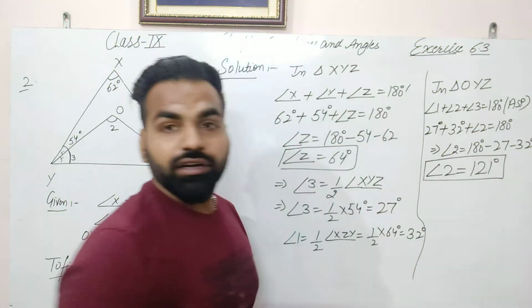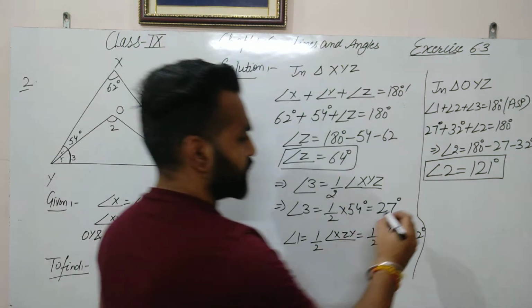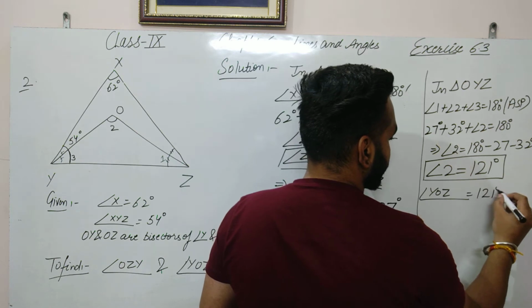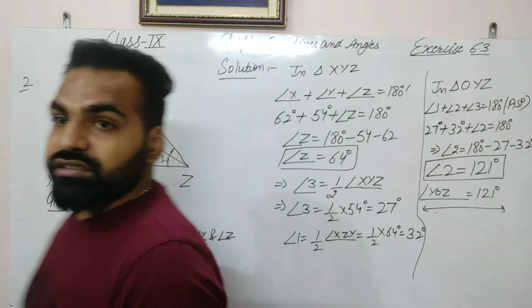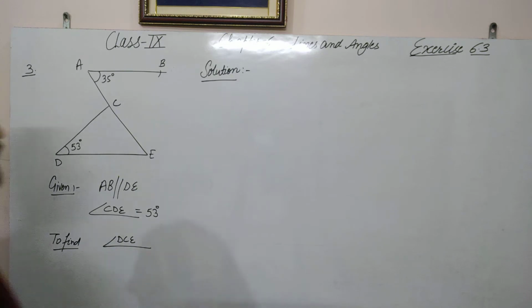So what is angle 2? Angle 2 is angle YOZ. So from here we can write angle YOZ is equal to 121 degrees. So this was question number 2. Now we will start question number 3. Now see question number 3.